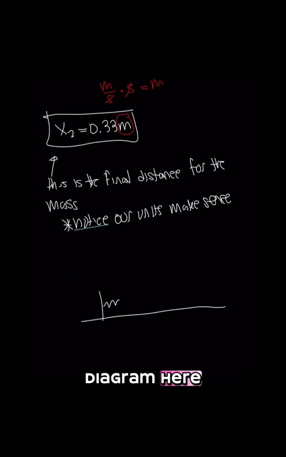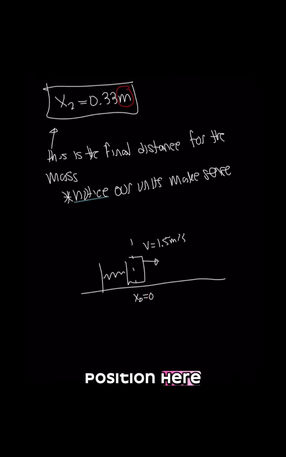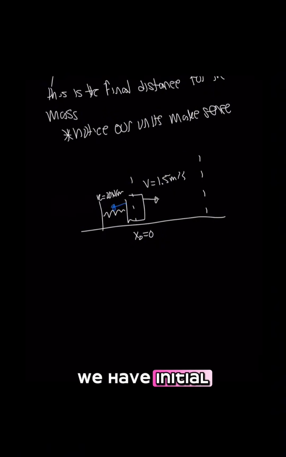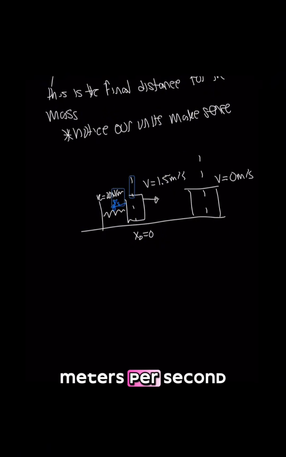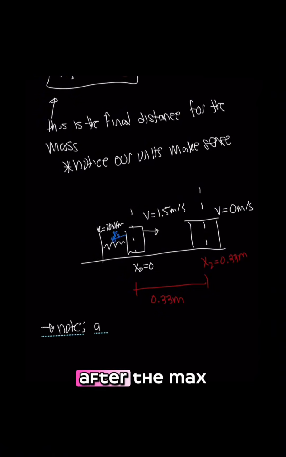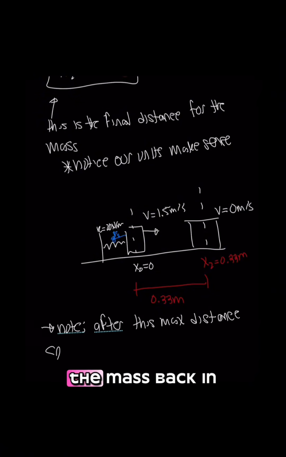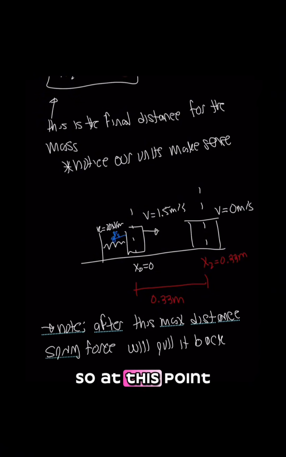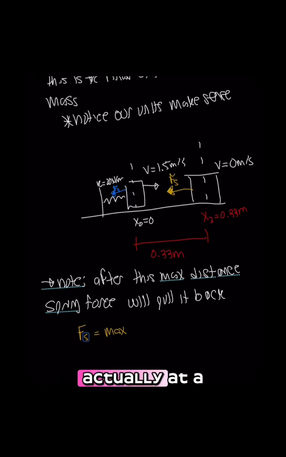If we look at our diagram here, we have our initial position, we have our k constant, we have our initial velocity for the mass equal to 1.5 meters per second, and the final velocity is equal to 0. We know that the x2 we just found is equal to 0.33 meters, so the total displacement from that initial velocity is 0.33 meters. One thing to note: after the max distance, the spring will pull the mass back in. So at this point, Fs, the spring force, is actually at a maximum.